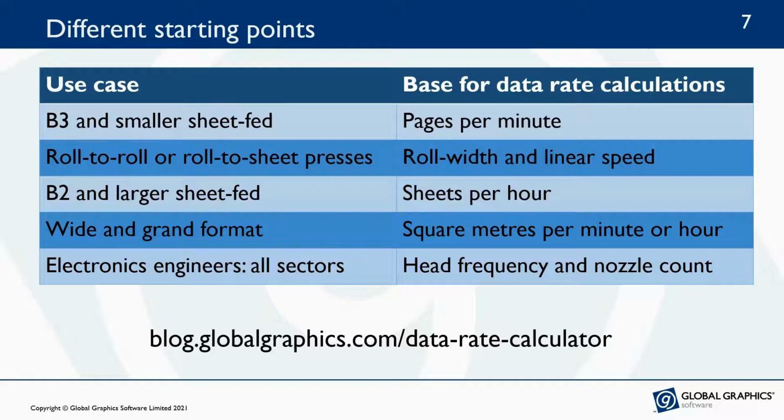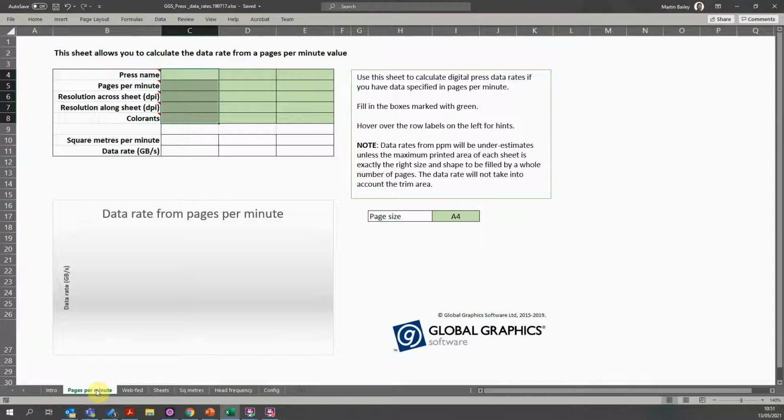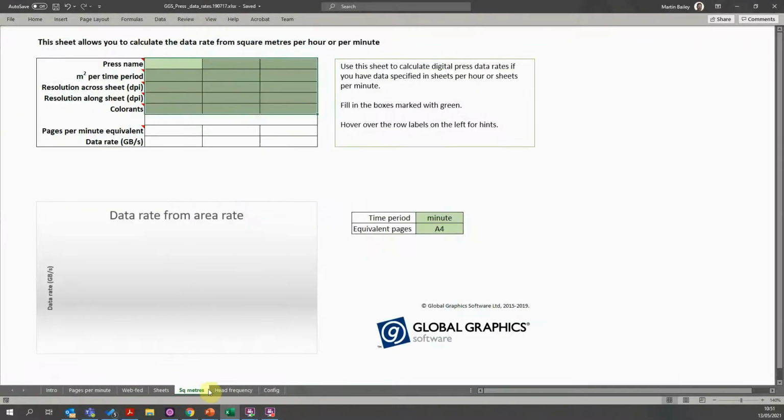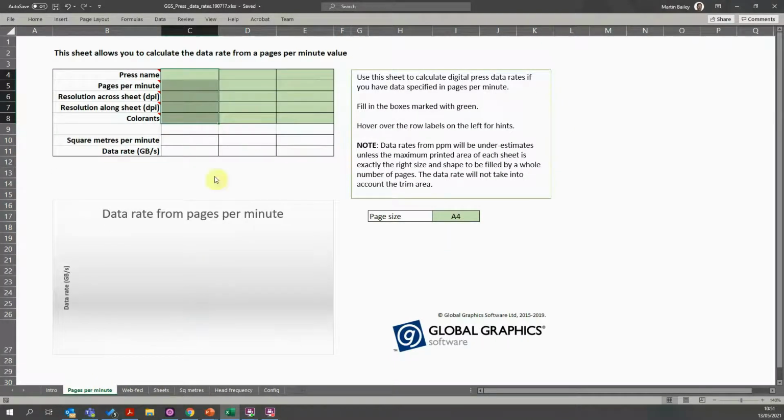So let's work through a few examples using the data rate calculator. And here it is. And as you can see, it's just an Excel spreadsheet. Down at the bottom, you can see there are a number of different sheets. This is the intro at the beginning, explains what it's all about. But then there are a series on pages per minute, web-fed, sheet-fed, square meters, and head frequency. Let's work through those one by one.